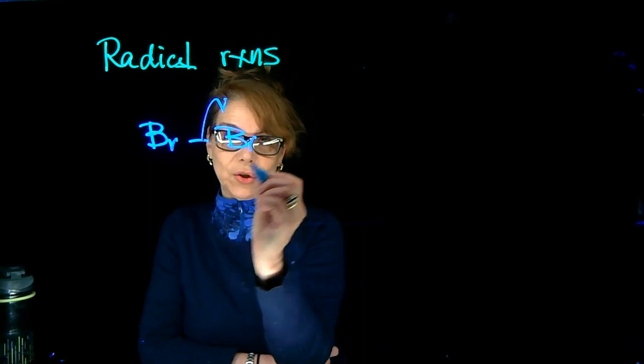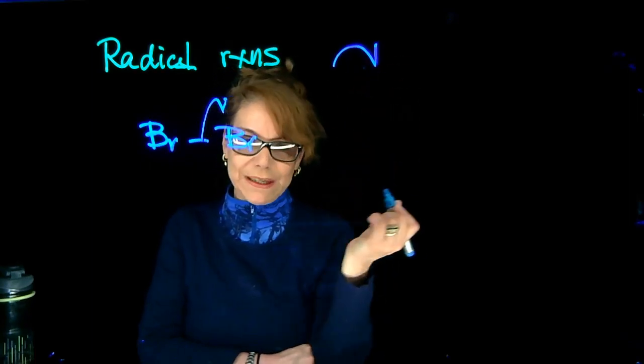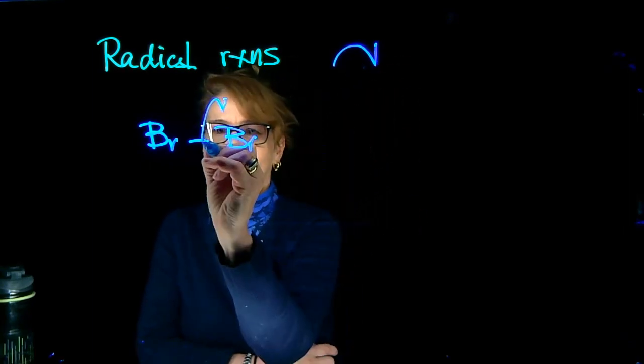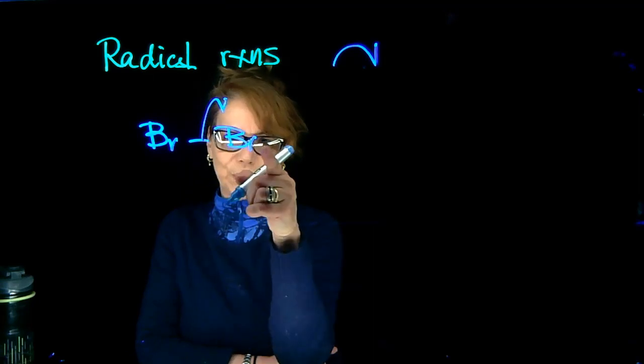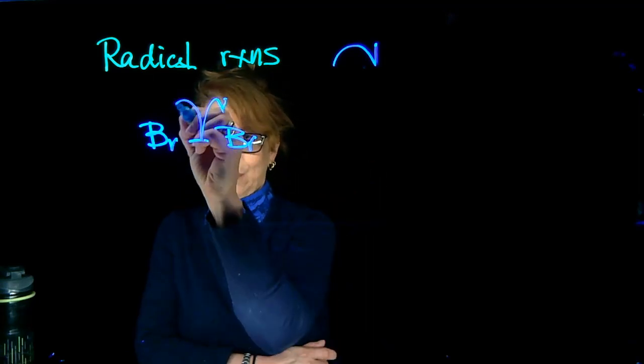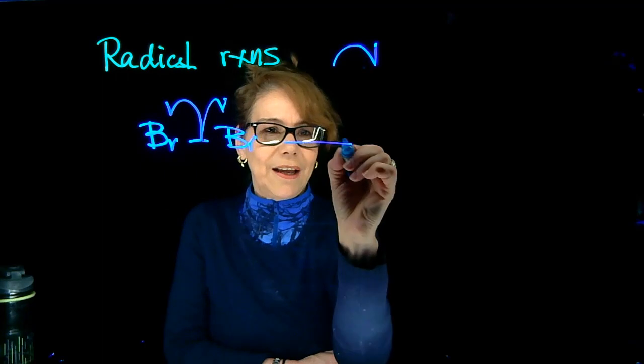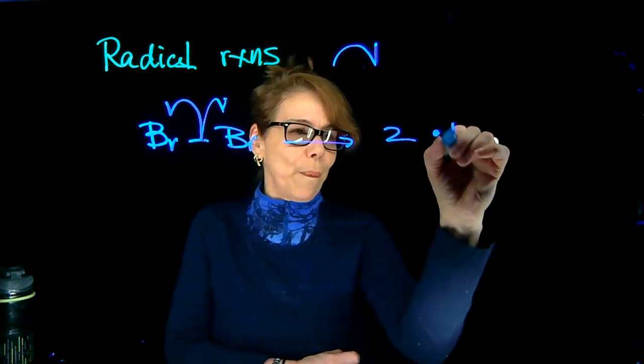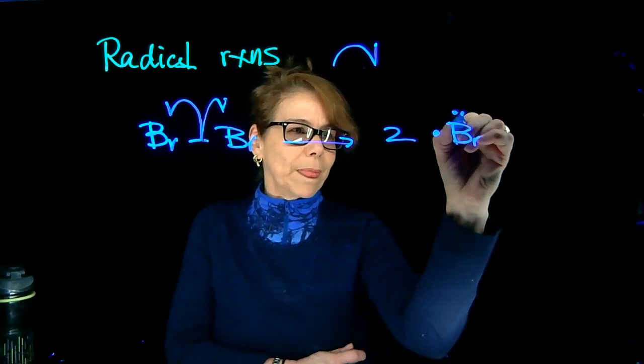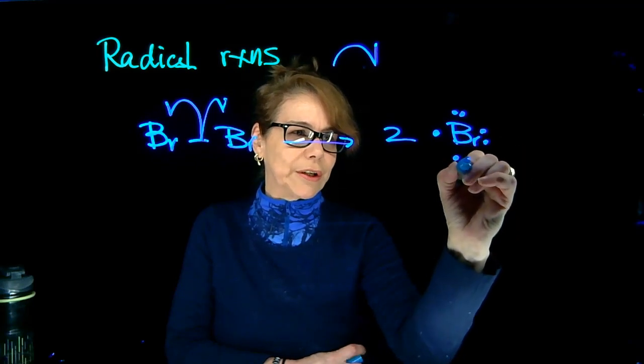We'll use fishhook arrows, which means you're moving one electron here. So in the bond, one electron will go to this bromine and the other will go to the other bromine on the other side. And you will be creating two bromine radicals. So that's what we call a homolytic cleavage.